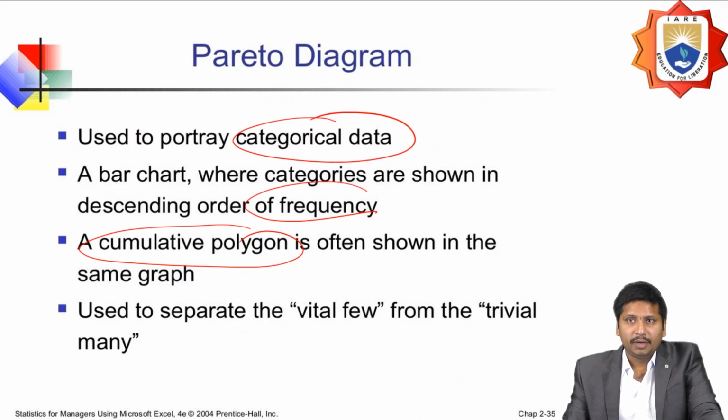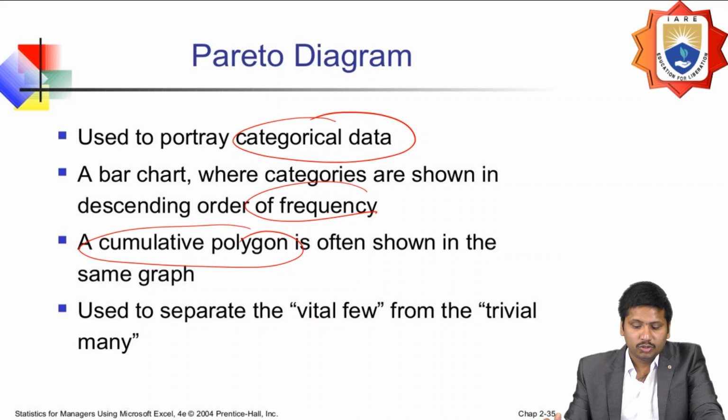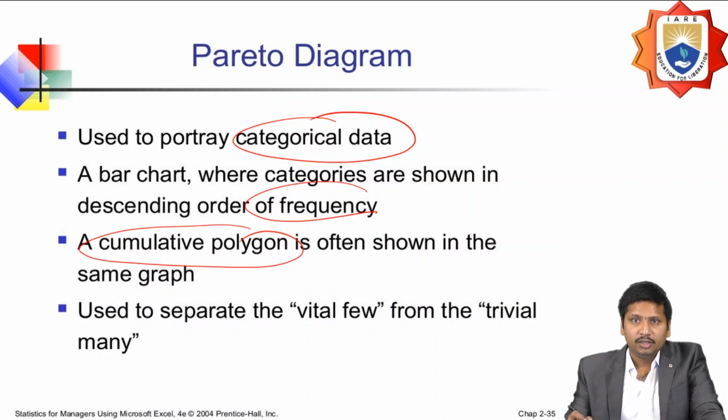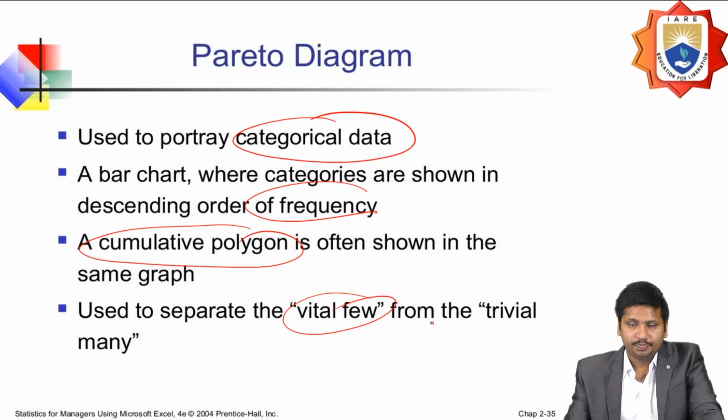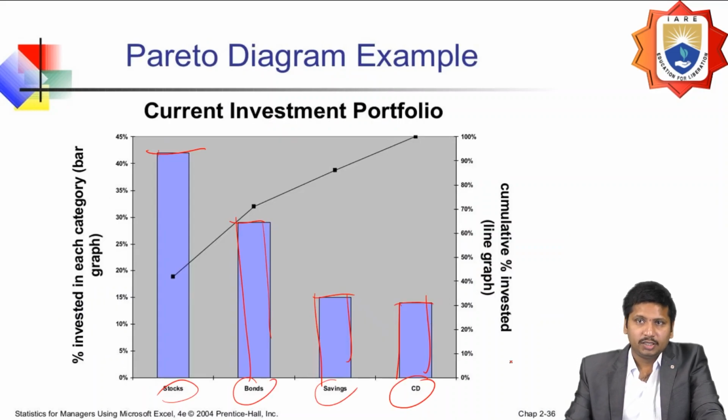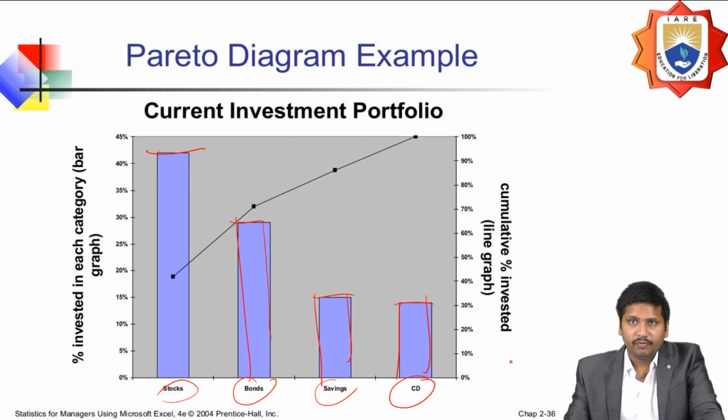And the next one is the Pareto diagram. The Pareto diagram is mostly used for representing categorical data. It is a bar chart where the categories are shown in descending order of frequency, and the cumulative polygon is often shown on the same graph. It is also used to separate the vital few from the trivial many. The Pareto diagram is a combination of a bar chart and a line diagram, so it is another way of representing any kind of application.